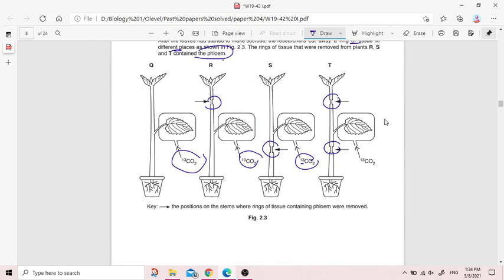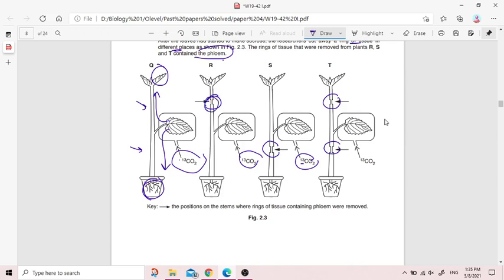بالنسبة لplant Q there was الcarbon was found in the shoot in the upwards and downwards in the root. ليه؟ because هنا there was no phloem removed. أنا ما شلتش أي phloem. So the carbon moved upwards and downwards normally through the sucrose.